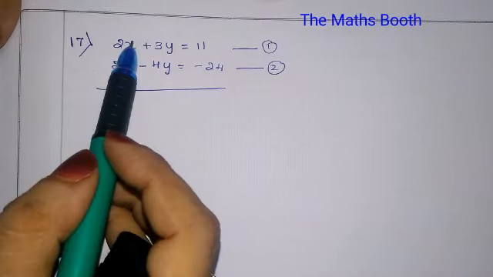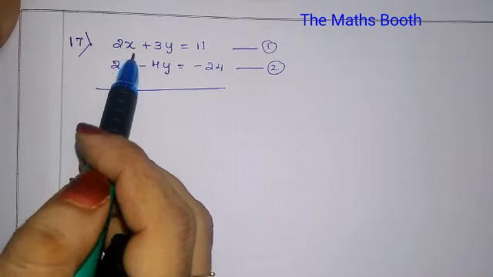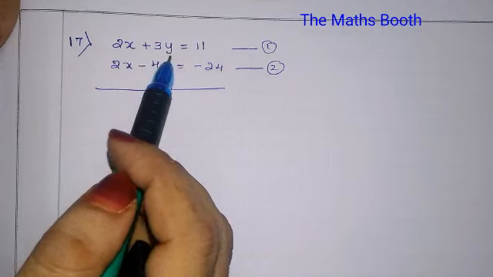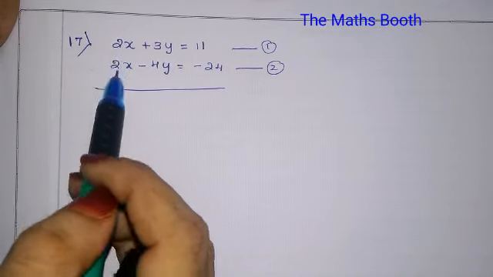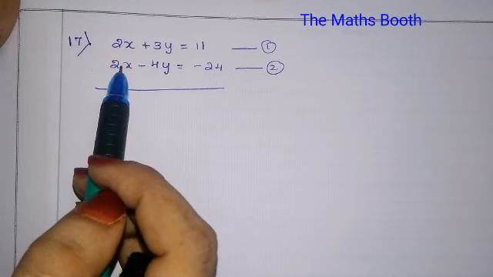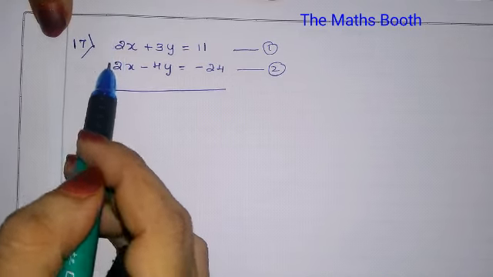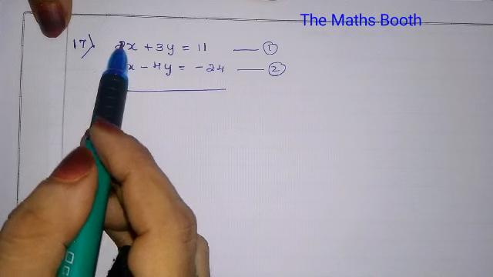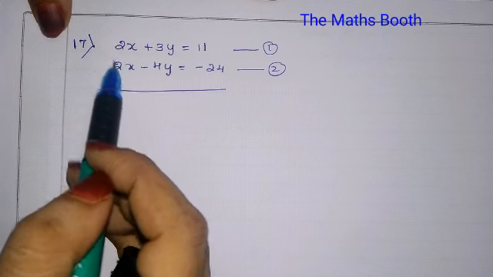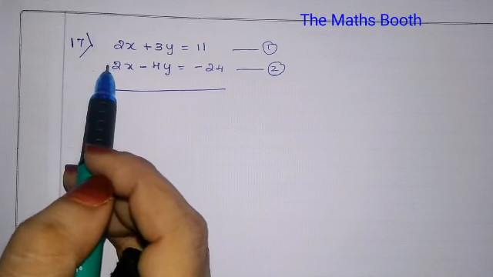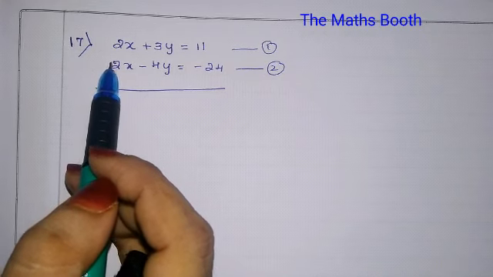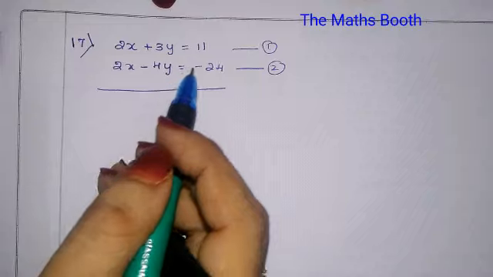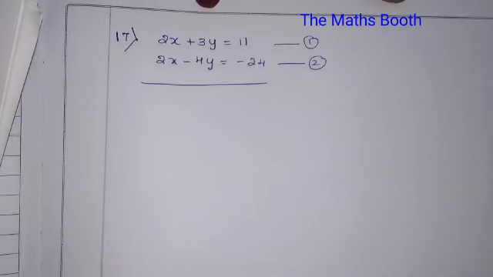Here we can see which term is the same so we can cancel. In both the equations, 2x and 2x are the same terms, but they have the same sign, so we cannot cancel. Here 2x, here also 2x, plus plus, nothing means plus. So with both the same sign we cannot eliminate. So we will change the sign here.